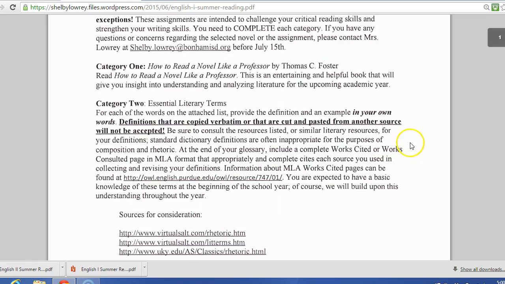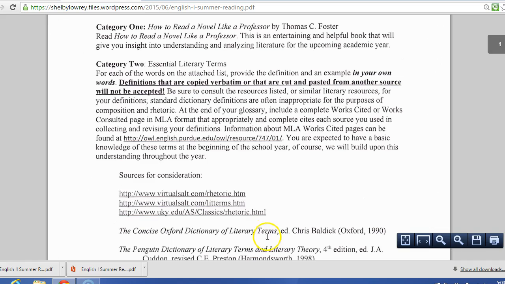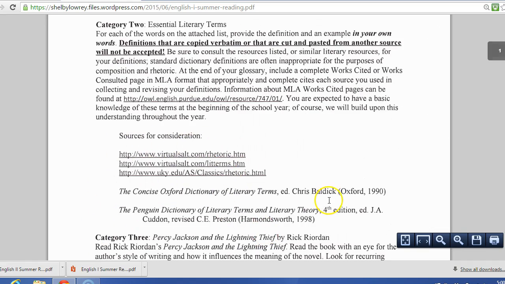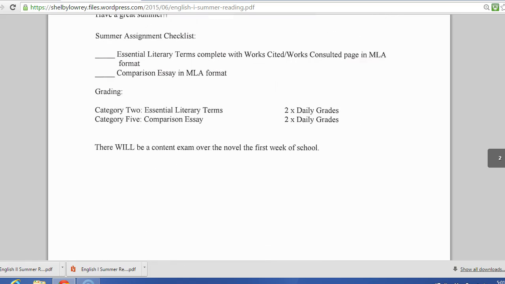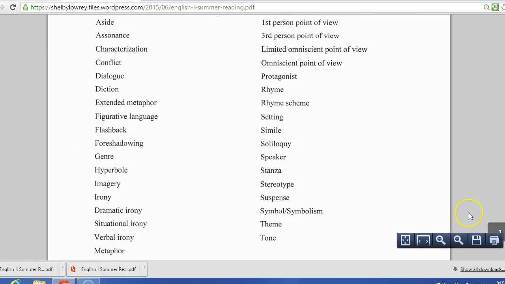Category 2. For each of the words on the attached list, provide the definition and an example in your own words. Definitions that are copied verbatim or that are cut and pasted from another source will not be accepted. I have provided sources for you to use to find the definitions. Just make sure you can read these, but make sure and put them in your own words. And the words that you're looking for are attached on the 3rd page.